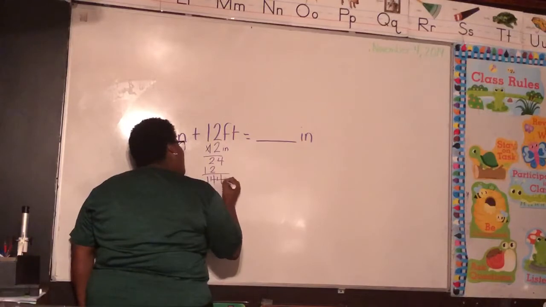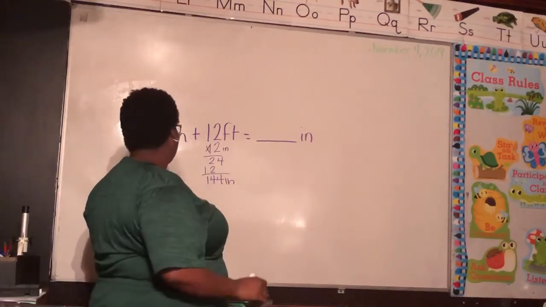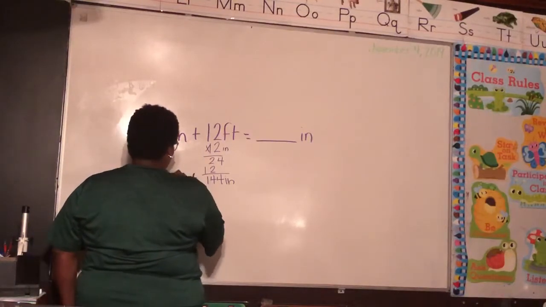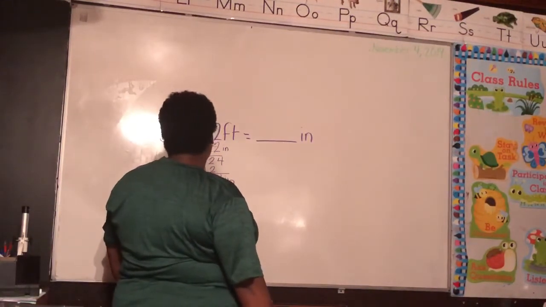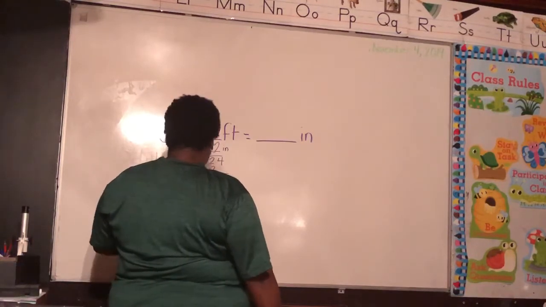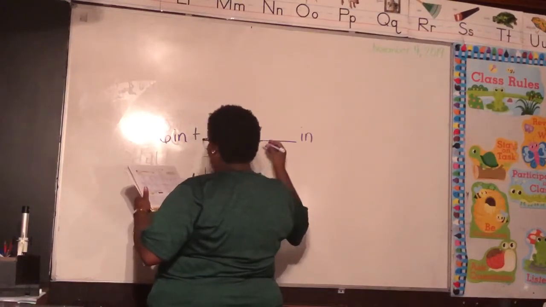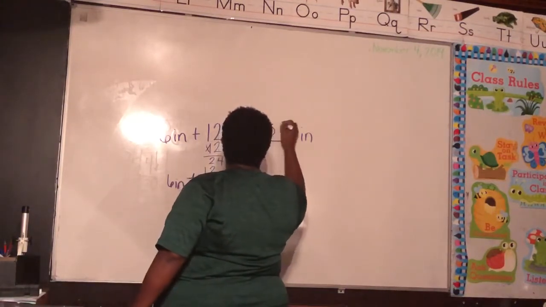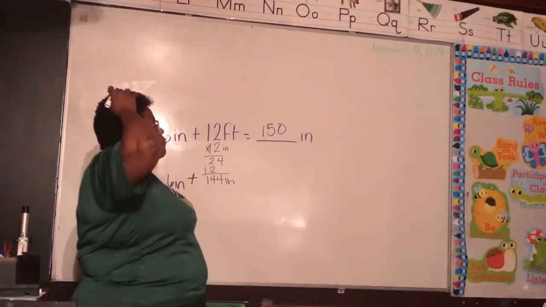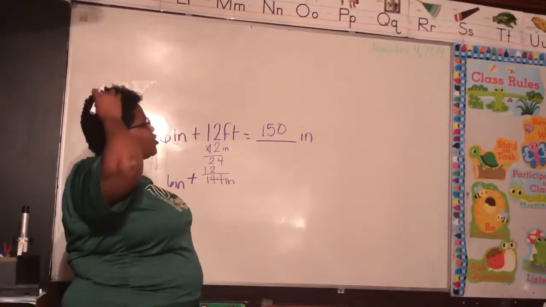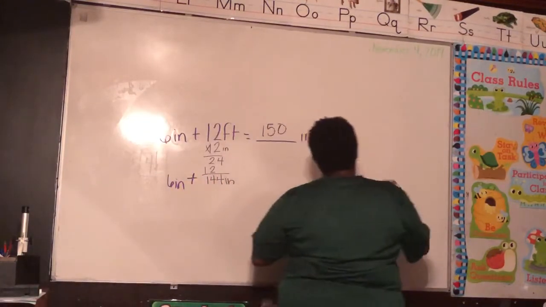So now we have inches there. This is now 144 inches, okay? Plus 6 inches, so that would make our answer 150. Because you can't add inches and feet. You have to convert. They have to be the same types of measurements, okay? Let's move on to the next one.